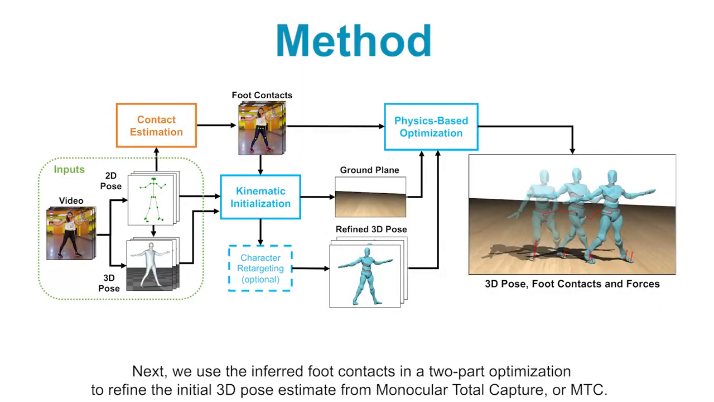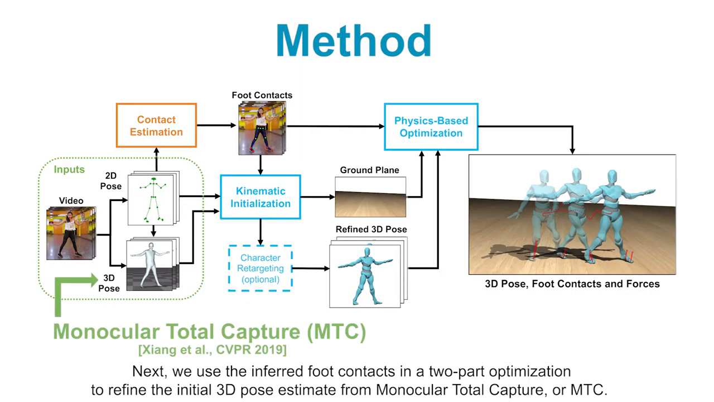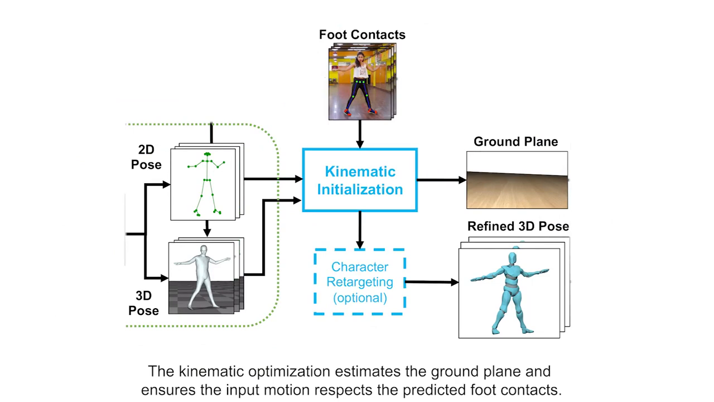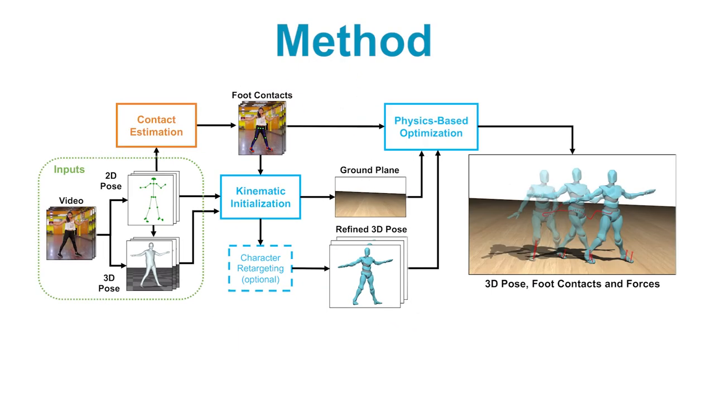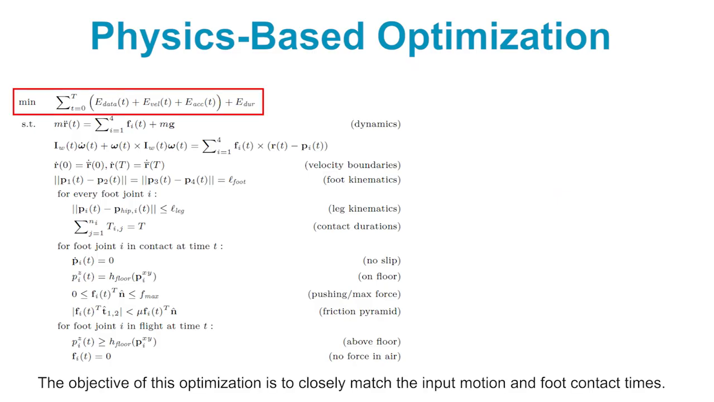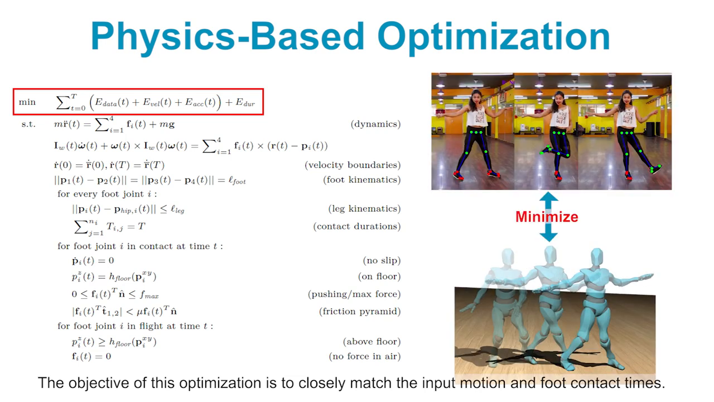Next, we use the inferred foot contacts in a two-part optimization to refine the initial 3D pose estimate from monocular total capture, or MTC. The kinematic optimization estimates the ground plane and ensures the input motion respects the predicted foot contacts. Finally, the physics-based optimization finds a dynamically valid center of mass trajectory and foot contact forces. The objective of this optimization is to closely match the input motion and foot contact times.